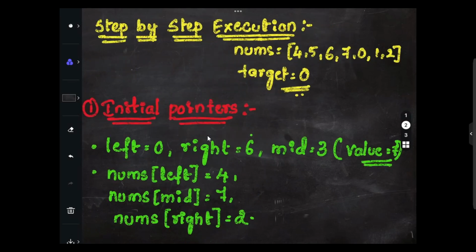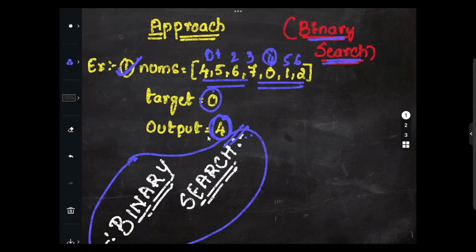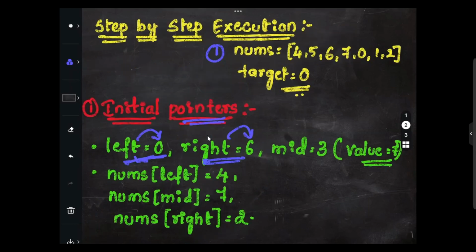First, I've considered the first example, the same example here. We have to initialize the pointers. We are making use of the left and right pointers, two pointers in this case. Left equals 0, nothing but the first index, the starting index. Right equals 6, nothing but the last index. We have already discussed that 6 is the last index. So the left pointer points to the starting index and the right pointer points to the last index.